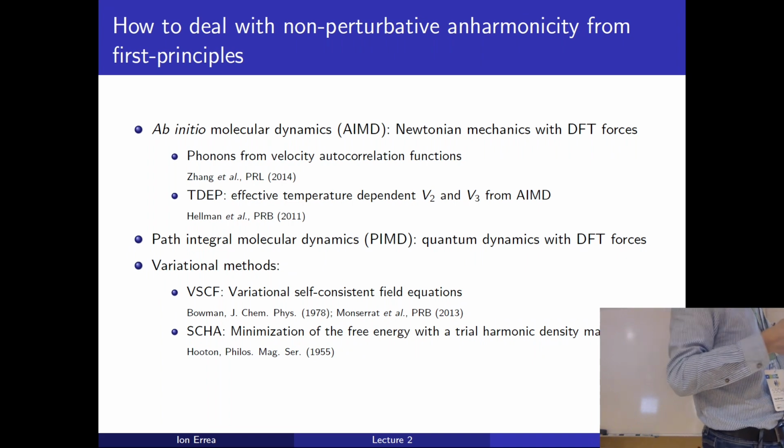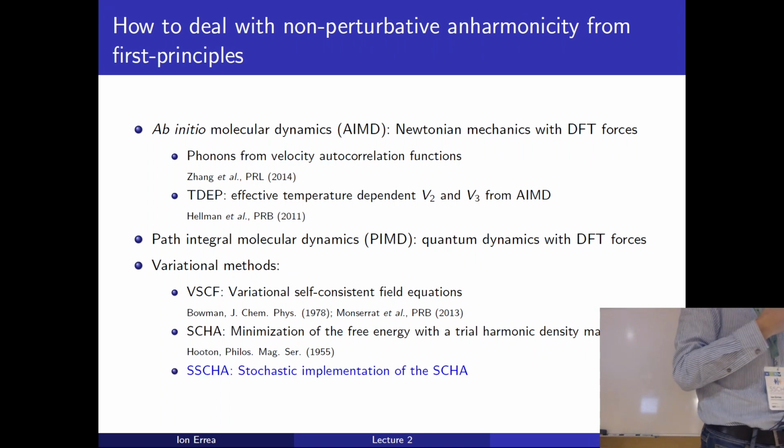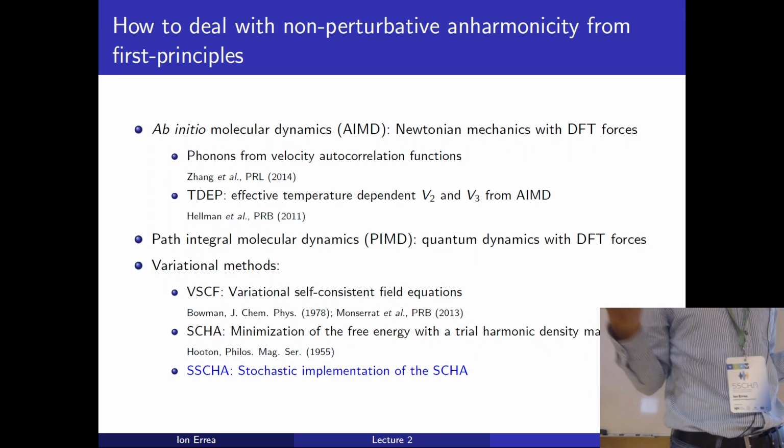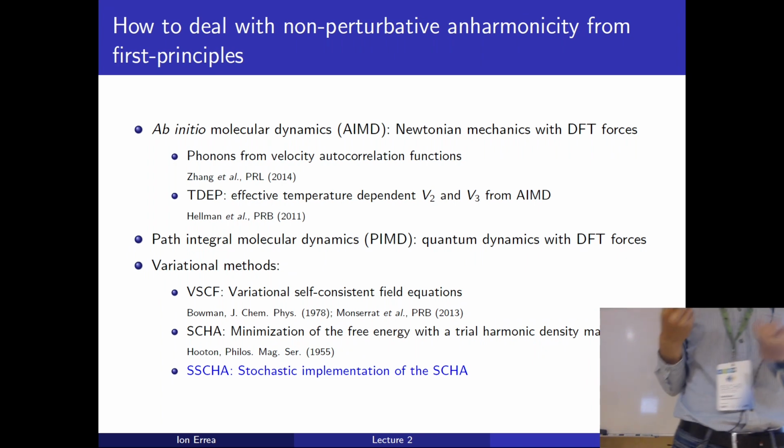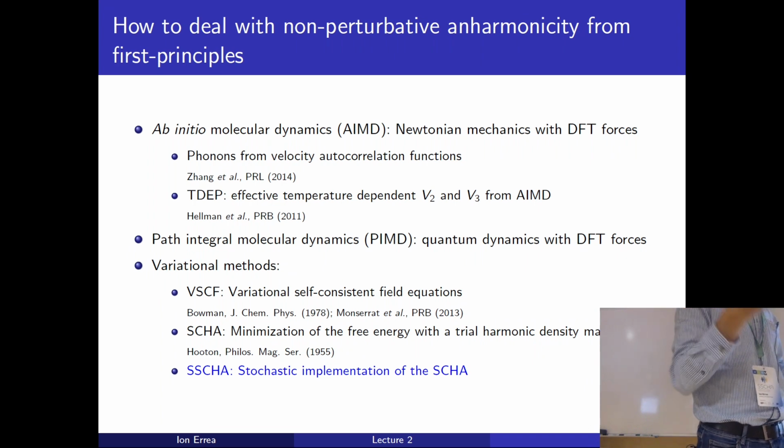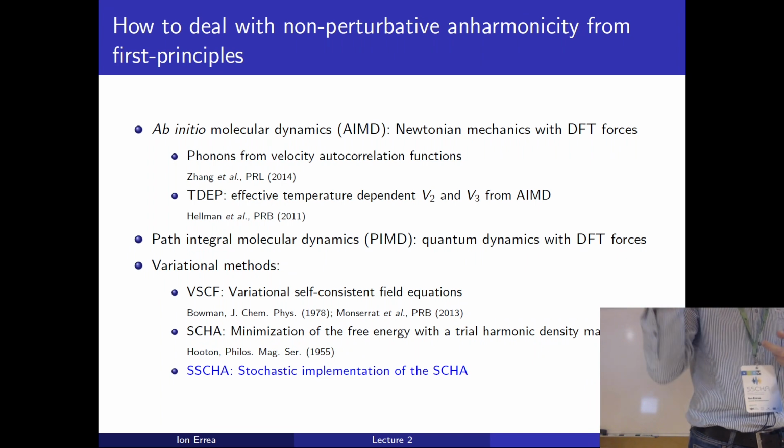The idea is to minimize the free energy of the system with a trial harmonic density matrix. And this idea doesn't belong to us. This was proposed in the 50s by Hooton. In the 60s and the 70s, it was implemented as well with empirical potentials and so on. What we have done is a stochastic implementation of this theory so that it's useful to combine it with modern ab initio methods. Also, we have gone a bit beyond in the theory because we have extended it to time-dependent phenomena, where we can talk about spectral functions and so on. This will be explained in Lecture 4.